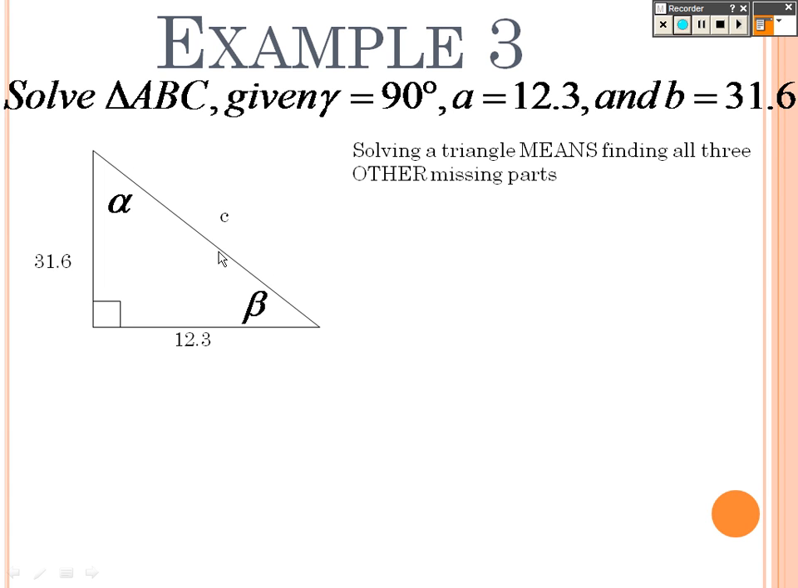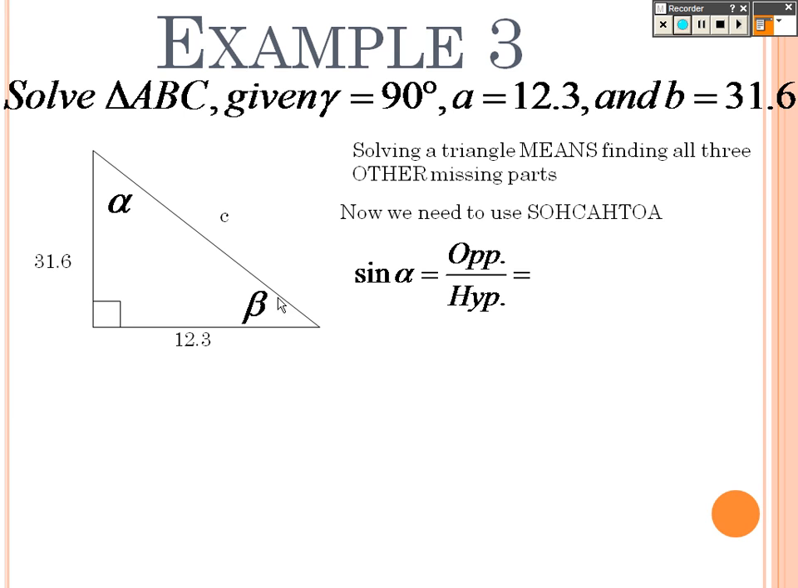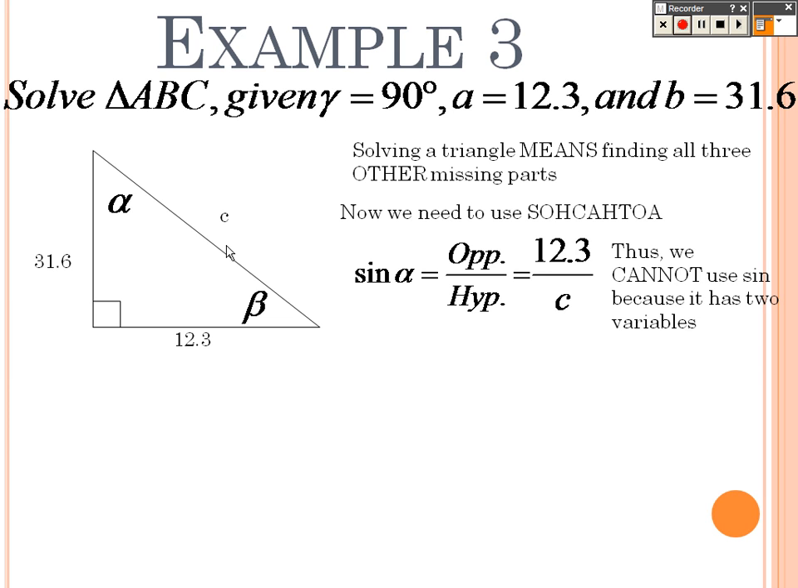The easiest one I know of to find would be this side length right here, and the reason why it would be the easiest is because we could do the Pythagorean Theorem to figure it out. But if we wanted to find those angles, we'd have to do SOHCAHTOA. So sine of this angle right here, sine is opposite, which is 12.3 over C. Well, I don't know C, so it doesn't help me to use that one yet. So move on to something else.